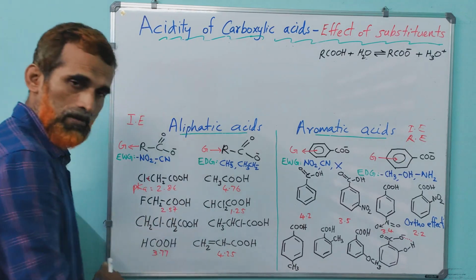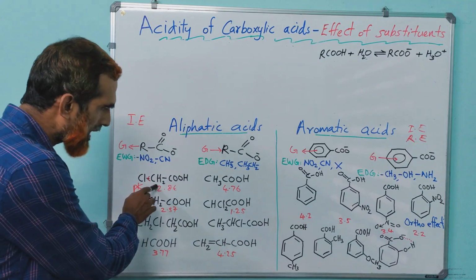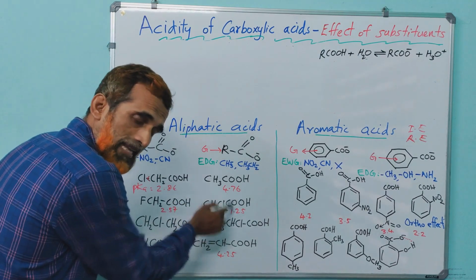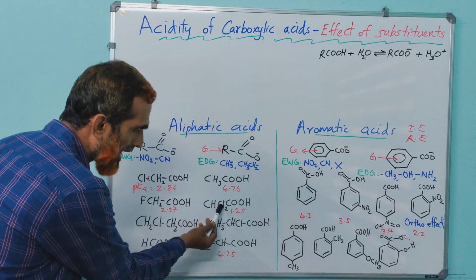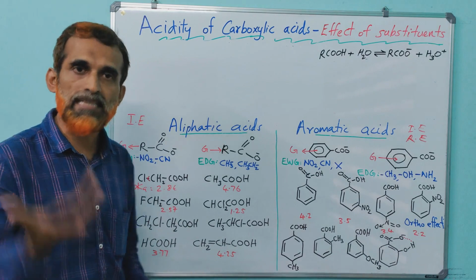What about this example? Between these two, what is the point? This is 2.86, this is 1.25, more acidic. Why? Because there are two chlorine atoms, here only one chlorine atom. So more number of minus I groups increases acidity.